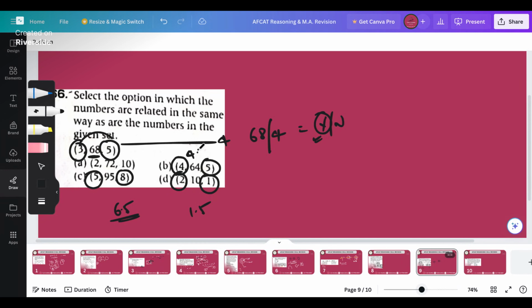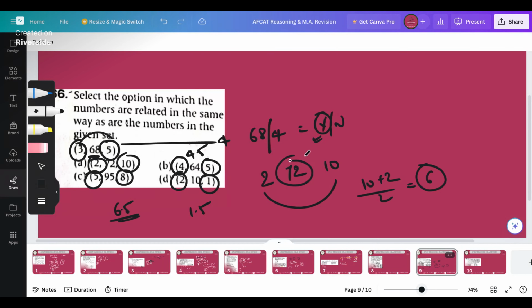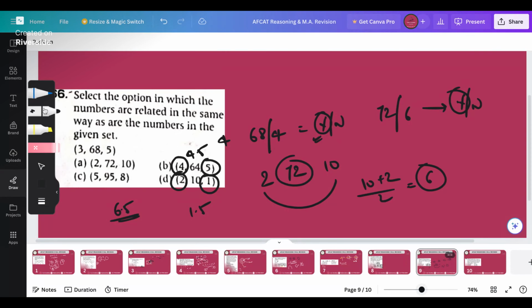4 and 5, 4.5. 10 and 2. What is the midpoint of 10 and 2? The midpoint is 10 plus 2 divided by 2. That means your 6 is 72. Is 72 divisible by 6? Yes or no? The answer to this question is yes, and that is why we will go ahead with option A as your correct answer rather than any other answer option over here, right?